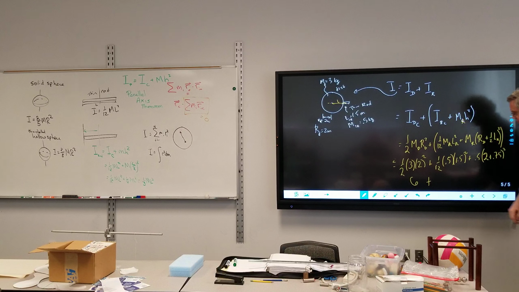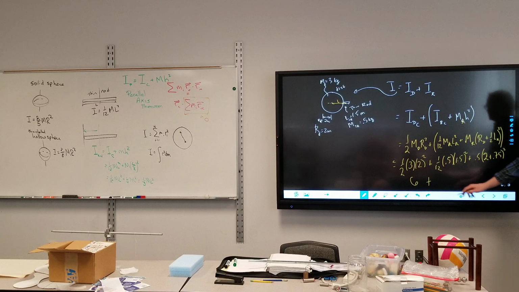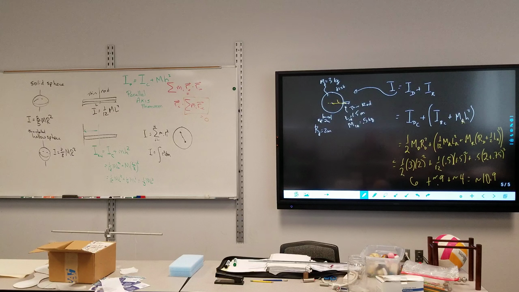Six plus, a crude estimate, somewhere around 0.9, I think. And plus somewhere around 4, roughly 10.9. Someone is going to tell me an exact number in just a moment.